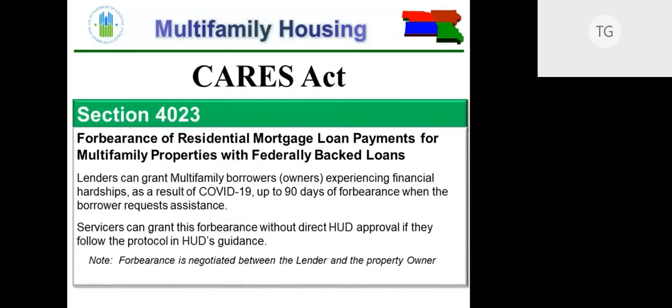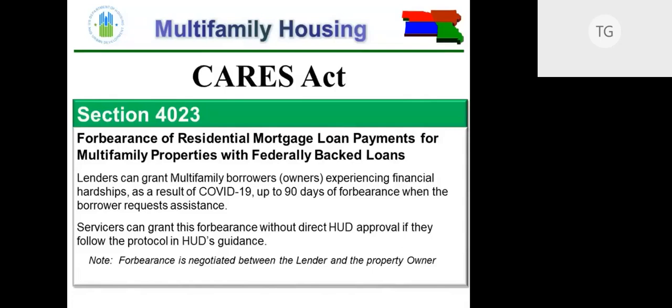The CARES Act also provides additional relief. As Sam made mention in his presentation, there's forbearance of residential mortgage loans. Owners who are unable to pay the lenders, and if the reserve loans weren't sufficient to cover operating costs, could seek forbearance from the lender. The forbearance is a deferral of a mortgage payment. So going into May, if you had your May mortgage payment forbeared, you would not make the May mortgage payment, and it would be tacked on to the end of the amortization.